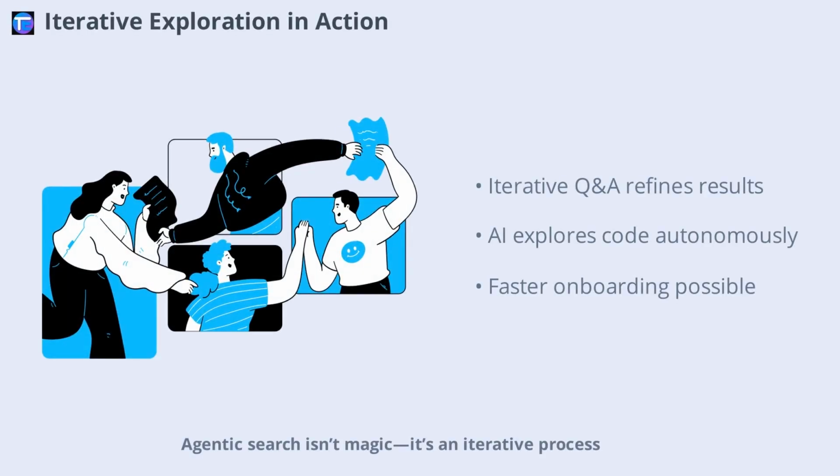Agentic Search isn't magic, it's an iterative process. The first answer might be too generic, so you refine your question. With each follow-up, Claude digs deeper, providing more specific and useful answers. For example, tracing the entire authentication flow, including token refresh logic and error handling, becomes a back-and-forth conversation. This mirrors how real developers learn, but with the speed and breadth of AI. Still, its effectiveness on complex, inconsistent codebases remains an open question.